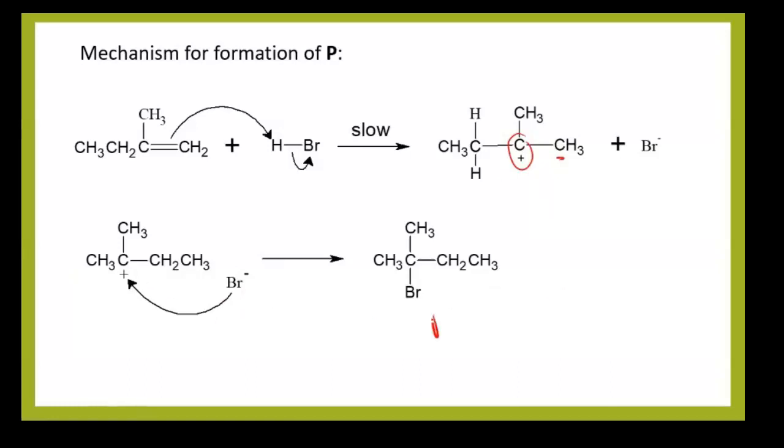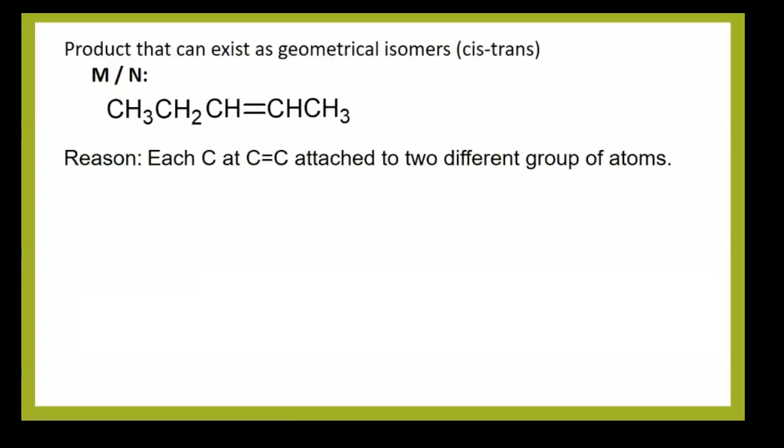Then the Br minus will attack that carbocation. So we produce P. This one is a direct equation because we know that C double bond C is a nucleophile. It attacks the electrophile and produces a carbocation and Br minus. The Br minus can then attack the C plus, so you produce the product P. Now we have finished the second part of the question.